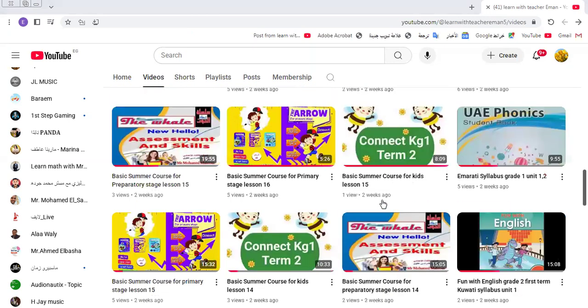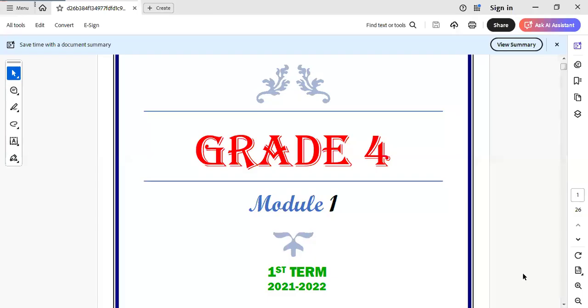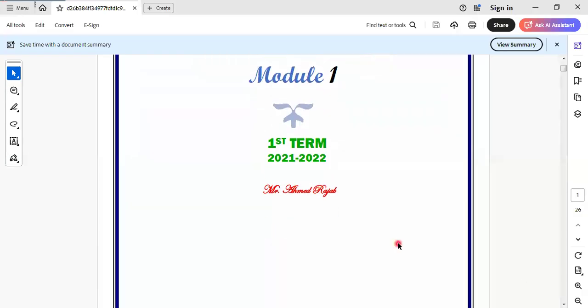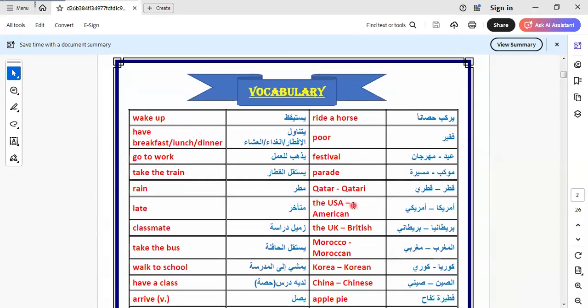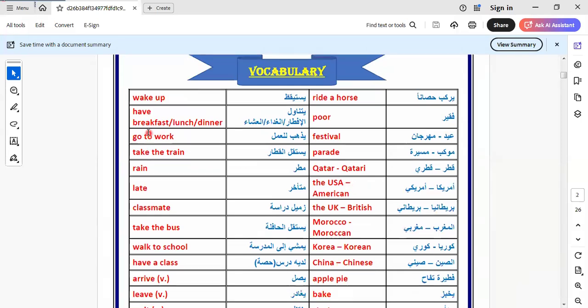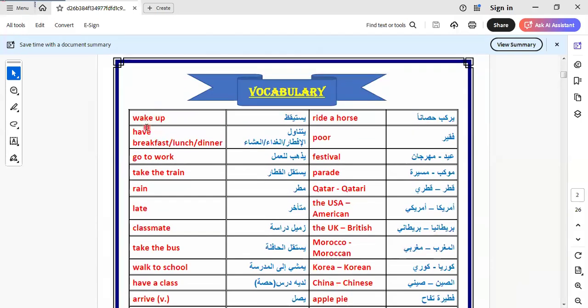Let's go to our lesson today. Today, I will have a booklet explaining the first unit that we took. We have a brief about the vocab and the grammar that we took in Unit 1. Let's revise this lesson together. In this unit, we learned some vocab.